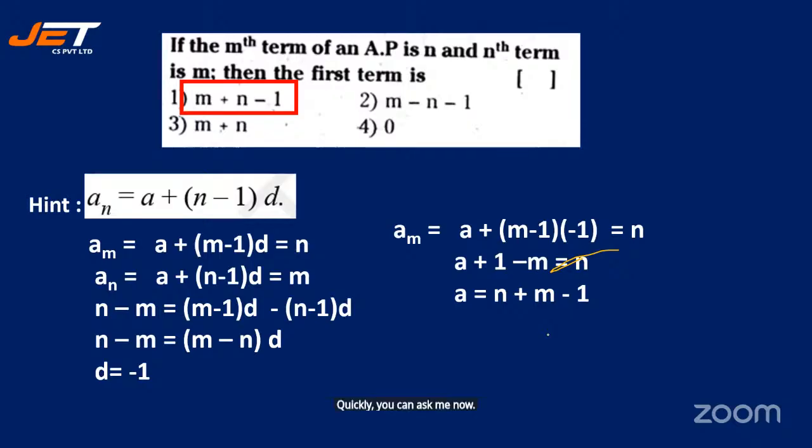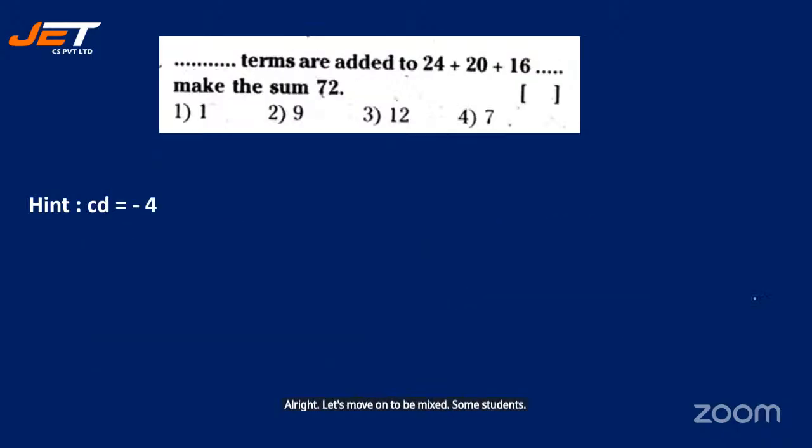So that we can proceed to the next sum. All right. Let's move on to the next sum, students. Yes, see here. Dash terms are added to 24 plus 20 plus 16 and so on. It makes the sum as 72. So dash terms, which terms are added?